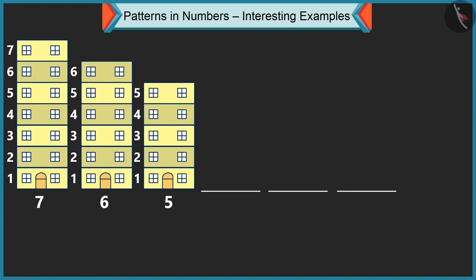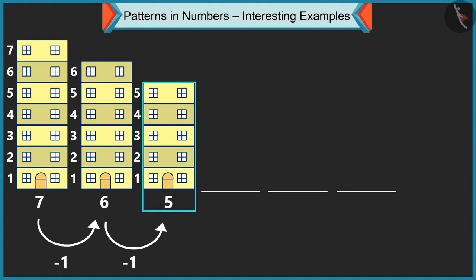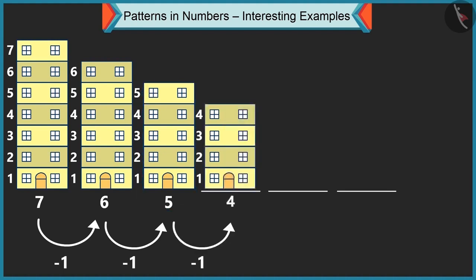Okay. Now let's continue and complete the pattern. This is easy, sir. In this pattern, we reduce 1 floor each time and proceed with the pattern, right? Yes, Pinky, rightly said. Following this pattern and moving to the next step, we deduct 1 from 5, we get a 4-story building. Well done, Pinky.